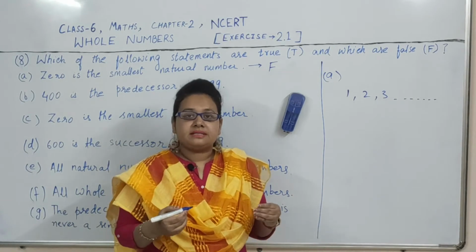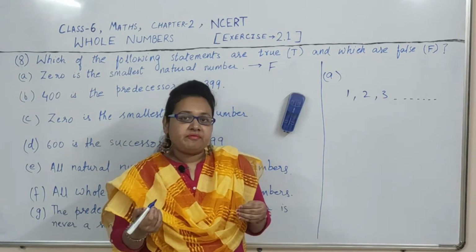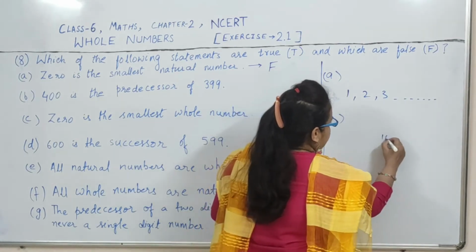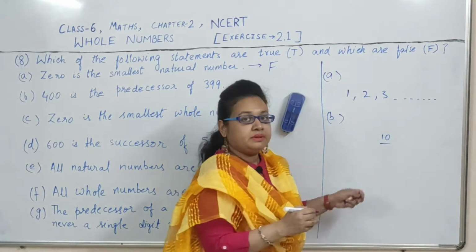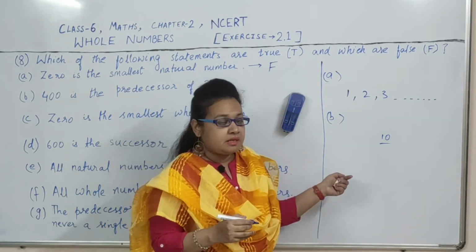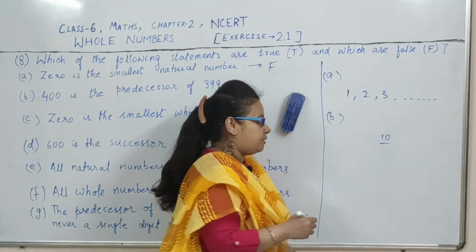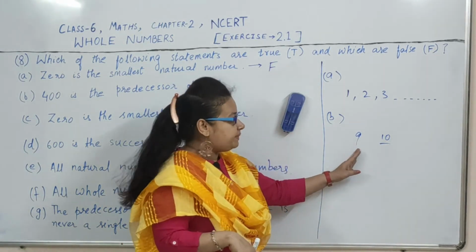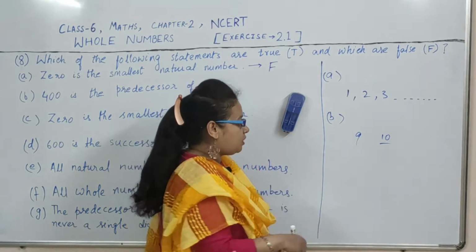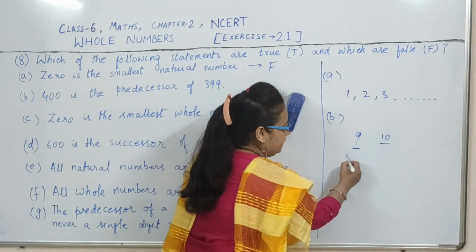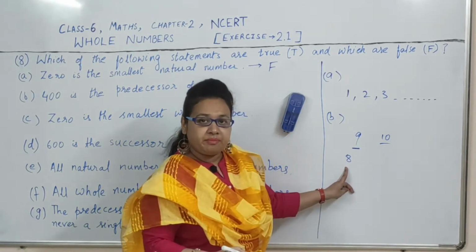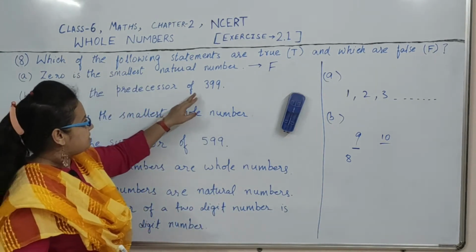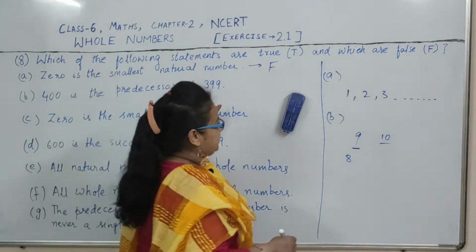The predecessor of any number is the number that comes just before that number. For example, let us take a small number, suppose 10. What will be its predecessor? The number which comes just before this will be the predecessor of this number. So 9 will be the predecessor of 10. What will be the predecessor of 9? It will be 8, because 8 comes just before 9. So 400 is the predecessor of 399. What is the question?